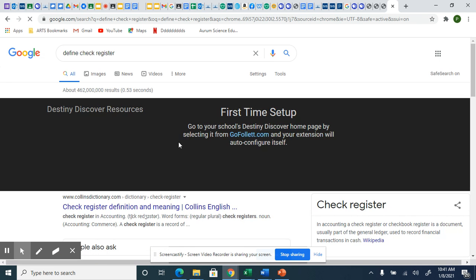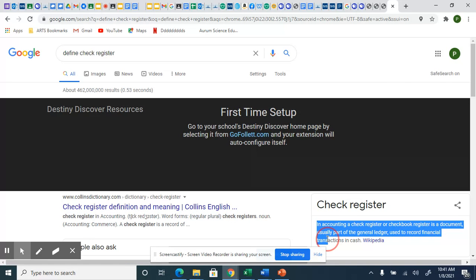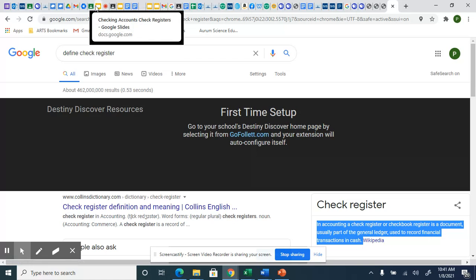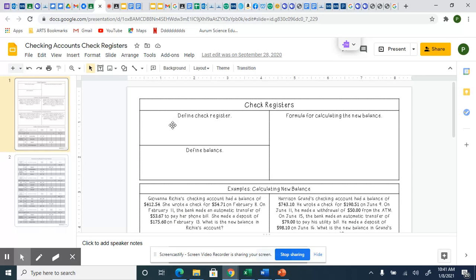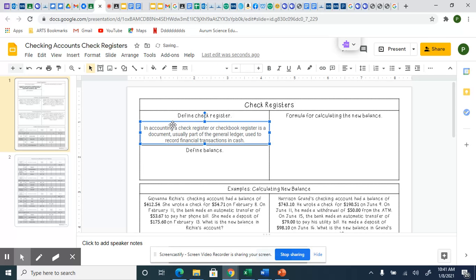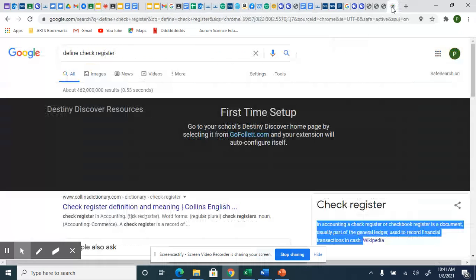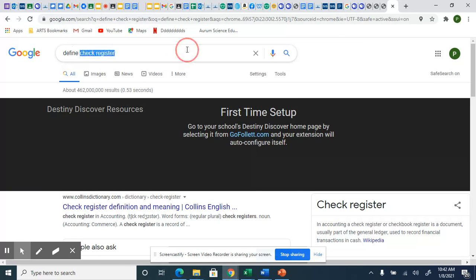So it is an accounting or a checkbook, a document used to record all your transactions. A transaction is when you deposit or withdraw from your account. So balance, I can tell you, is how much money you have left.